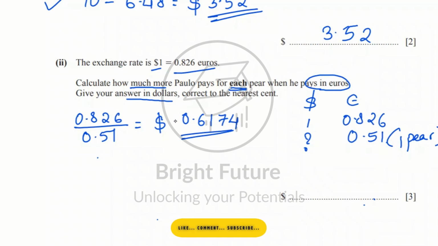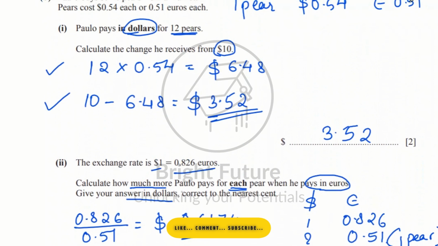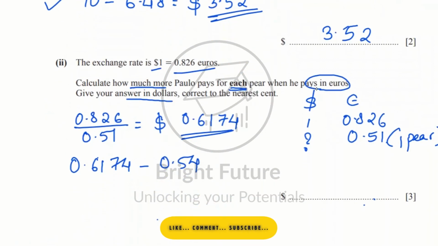Now we will find out the difference, because we have to find out how much more she is paying. So what did we get? 0.6174 minus 0.54. Why 0.54? Because the cost of one pair in dollars is 0.54, and when we converted the cost of one pair which was being bought in euros, we got 0.617. So 0.6174 is the cost of one pair that was being purchased in euros. I hope it's clear now.